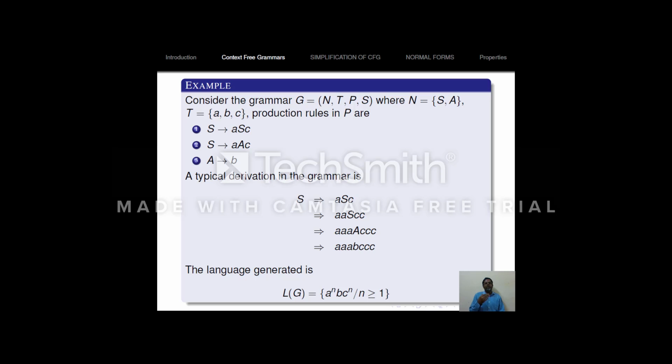Now, if you see the pattern of the words generated, the number of a's on the left will be equal to the number of c's on the right, but there will be one extra b which comes in the middle, because of rule number 3, A goes to small b. So repeated application of these three rules derives only words of the format a power n, b, c power n, where n is greater than or equal to 1. So this is called the language generated by the grammar.